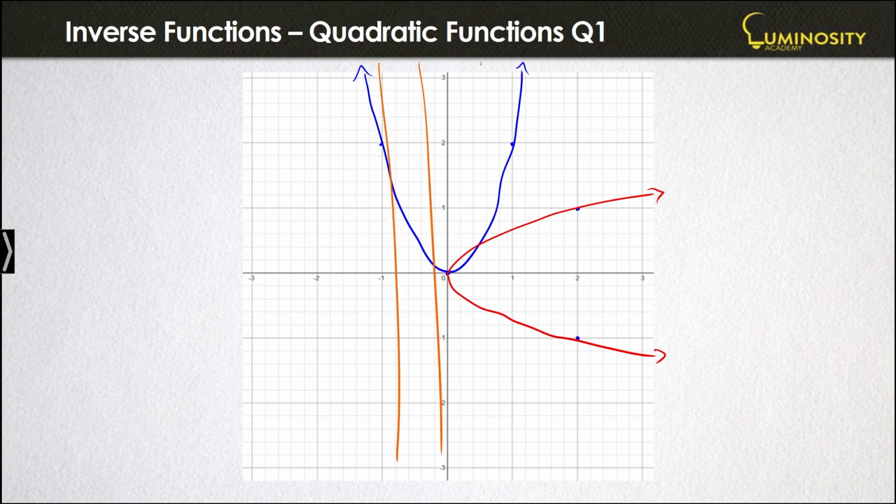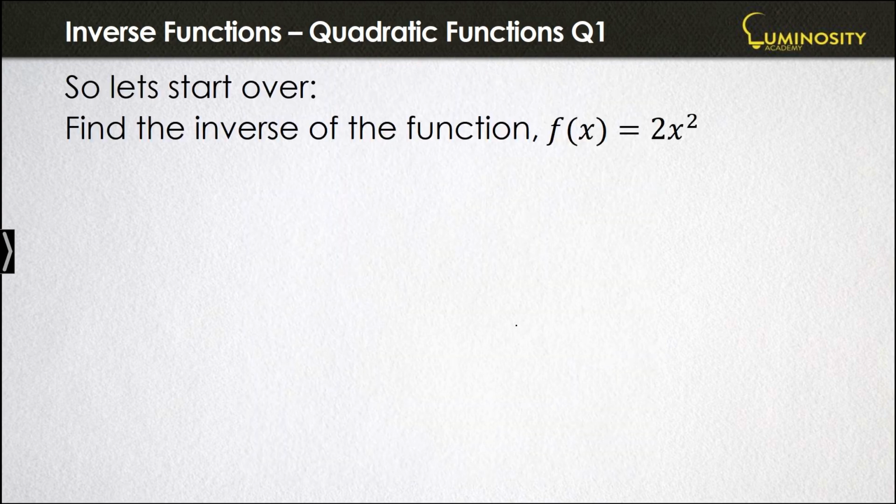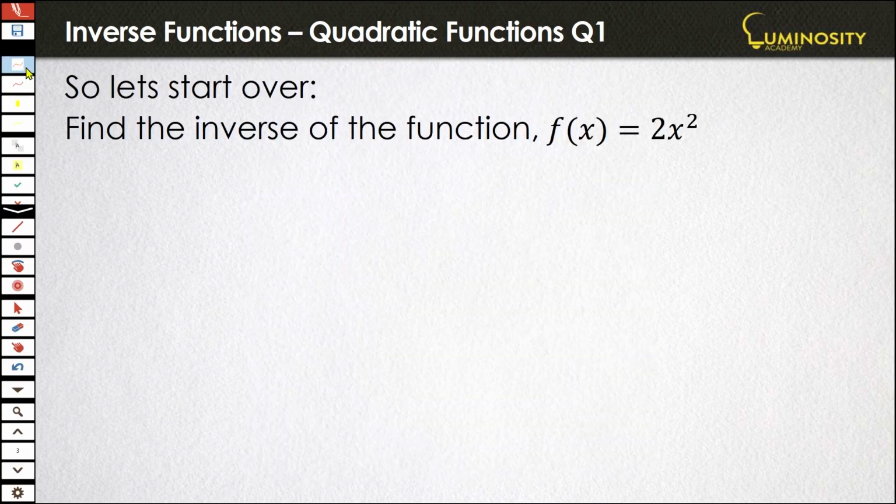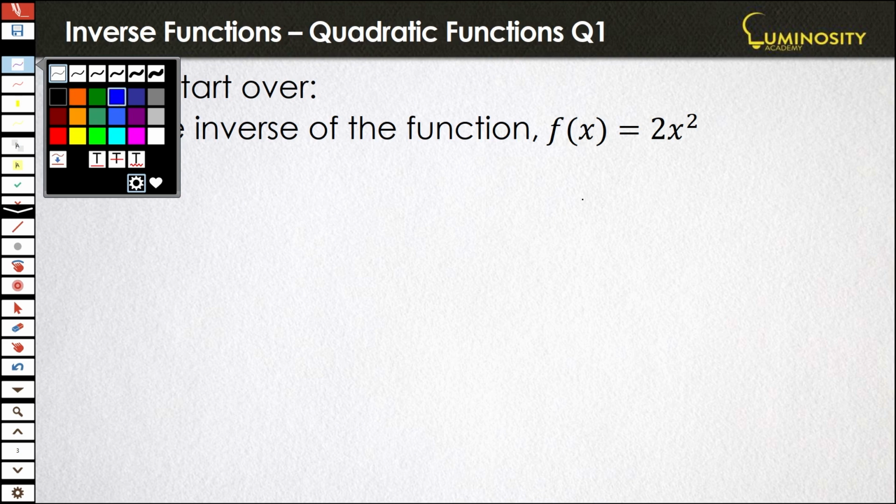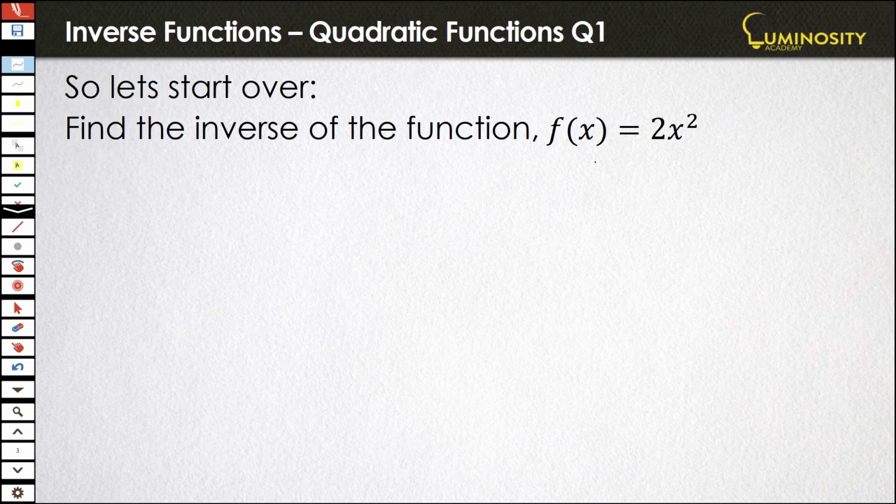So as we go along, we ran into an issue. See how it hit that red line twice? And again? This means this is not a function. So what do we have to do? Well, let's start over. So we have our f of x equals 2x squared.